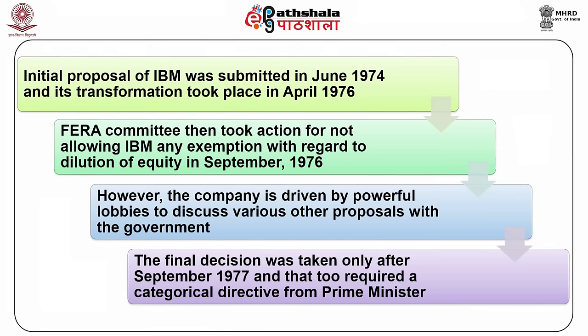The initial proposal of IBM was submitted in June 1974 and its transformation took place in April 1976. The FERA committee then took action for not allowing IBM any exemption with regard to the dilution of equity in September 1976. However, the company was driven by powerful lobbies to discuss various other proposals with the government. The final decision was taken only after September 1977 and that too required a categorical directive from the Prime Minister.